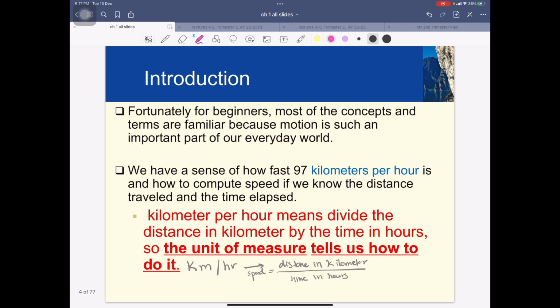After that هنا عندنا جاب لنا an example which is kilometer per hour, means dividing the distance in kilometer by the time in hours, so the unit of measure tells us how to do it. الشيء المهم اللي نعرفه هنا كمان، when I want to solve something, when I want to solve a مسألة, sometimes أضيع فيها. I don't know what to do, how to do this, how to do that. إيش الإيكويشن اللي استعملها هنا, إيش الإيكويشن هناك.